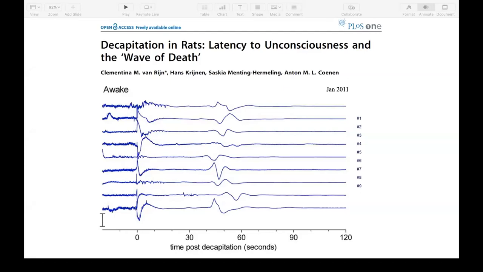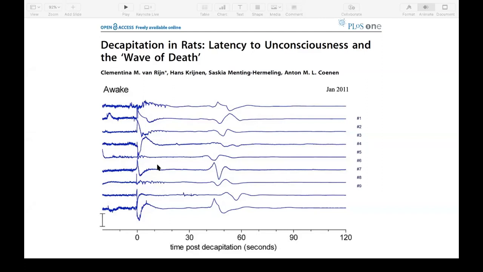This is a summary of 9 rats. Initially, the rats are awake, and there are some EEG rhythms. Then at T0, there's this artifact, which is the decapitation artifact. You can observe that for about 5 to 10 seconds, there is still, in most of the rats, electrical activity. And then after about 20 to 30 seconds, there is electrical silence. Similar timescales to human, I think.